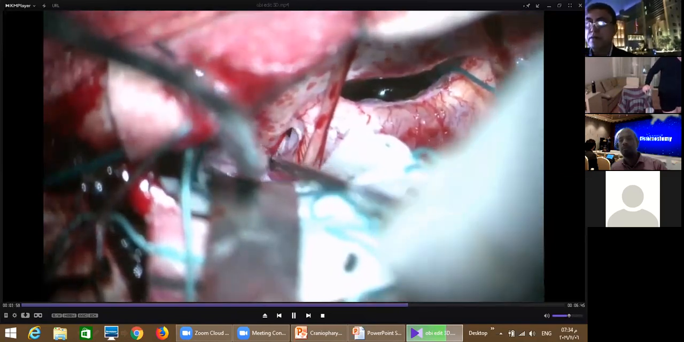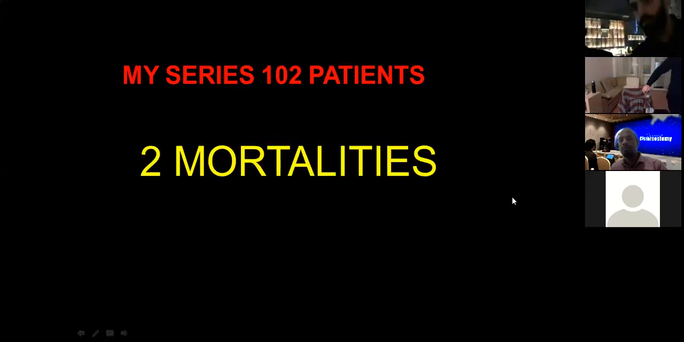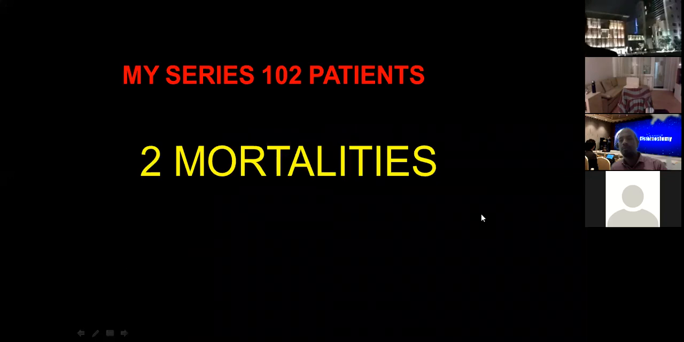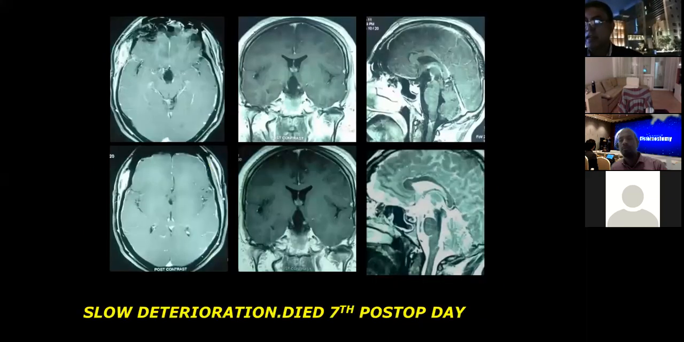So we'll stop here, because we are running late. But this is how it looks at the end of the day. So, I've done 102. I had two mortalities. I'll share one with you. This was done elsewhere, meaning another hospital, and the tumor is still the same. What is the solution but to go again and do the surgery? We did a beautiful surgery, but for one reason or another, slow deterioration, and he died on the 7th of October. Not because of the eye, just slow deterioration for no good reason.